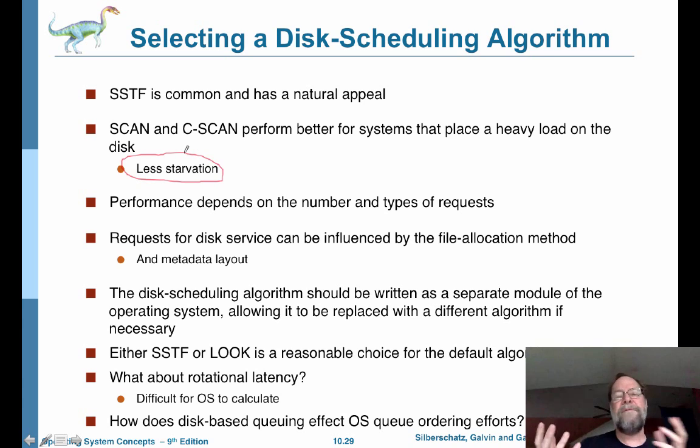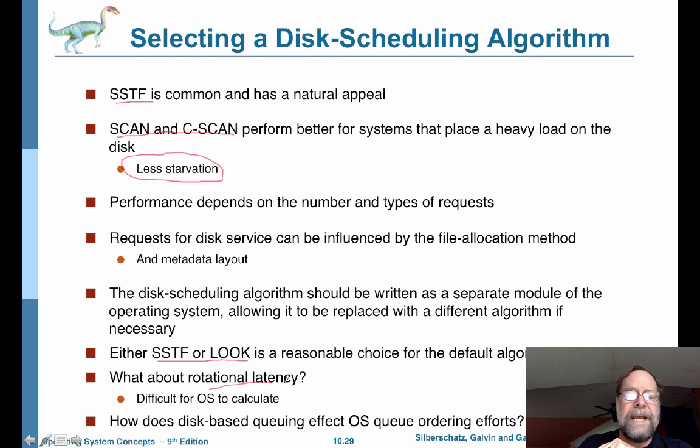Again, the overall performance of the system is going to depend on what kind of requests you're getting and how often they're coming in. If you have a relatively low-loaded system, you're probably going to go with shortest seek time first. But if you have a higher density of requests, then you want to use maybe scan or cscan, or might want to use look if you can have that. So a standard reasonable choice is either shortest seek time first or look applied either to scan or not. That'll work in most situations.